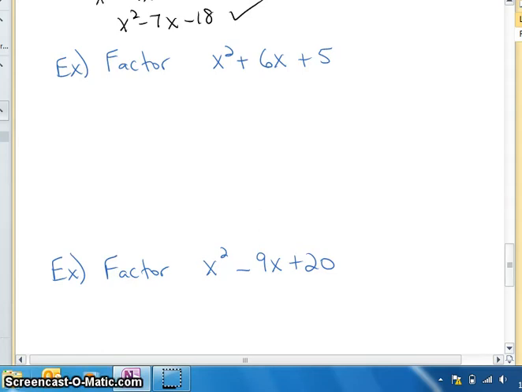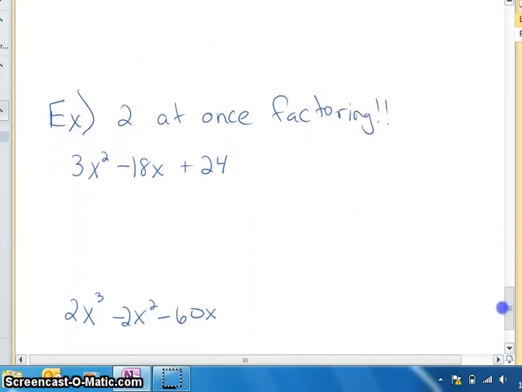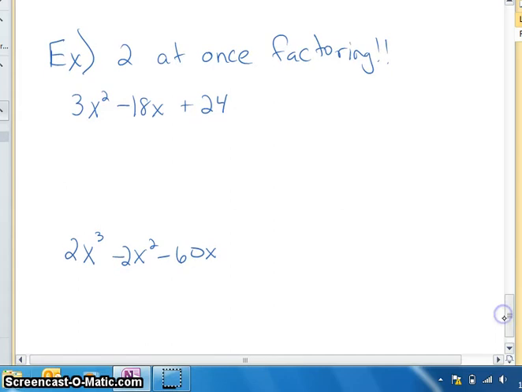Alright, hopefully that was enough time for you to take care of those two problems. Now let's talk about what if I want to do two ways of factoring at once. You should always, always, always start with the GCF. Can I factor using a greatest common factor? So let's answer that. Is there a greatest common factor for this problem? Yeah, it's 3. So when I factor out a 3, I'm left with this. Now I have to factor a trinomial.